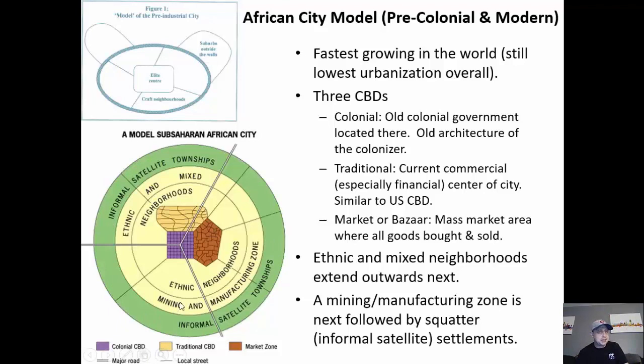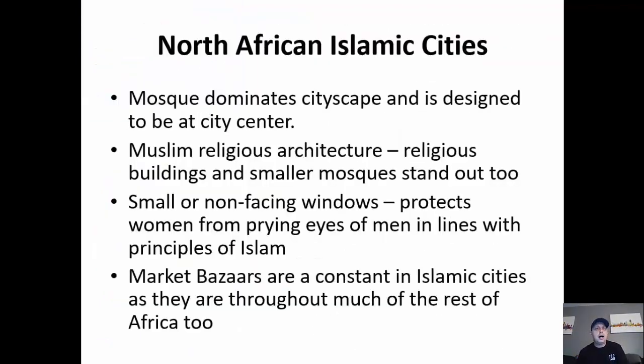And then surrounding all of that, you get the slums. You get the informal satellite townships. Those are shanty towns, those are squatter settlements. So just like Latin America, we see the squatter settlements in African cities as well, because people are coming faster than the services can keep up.